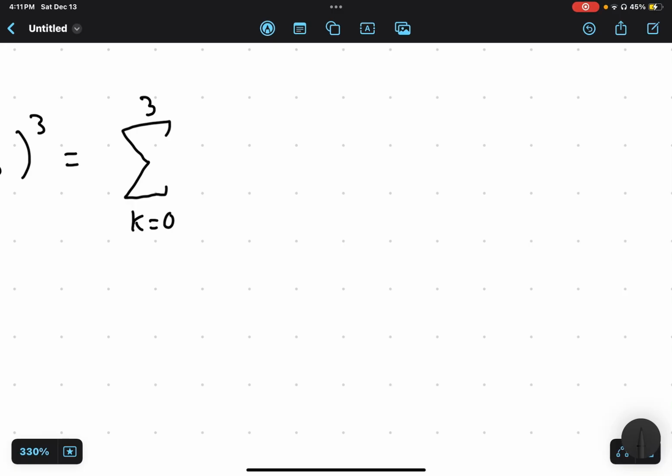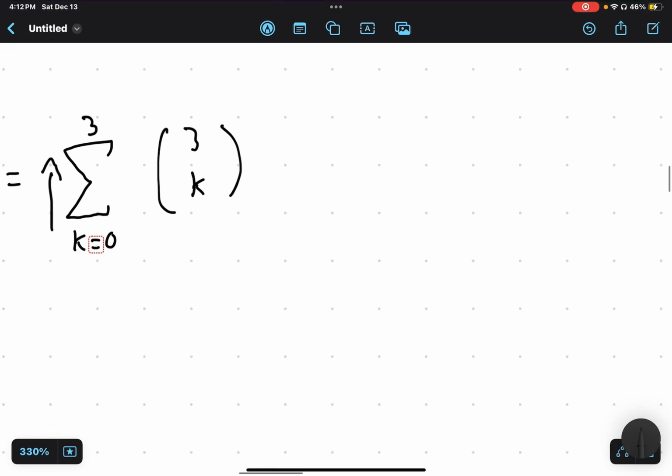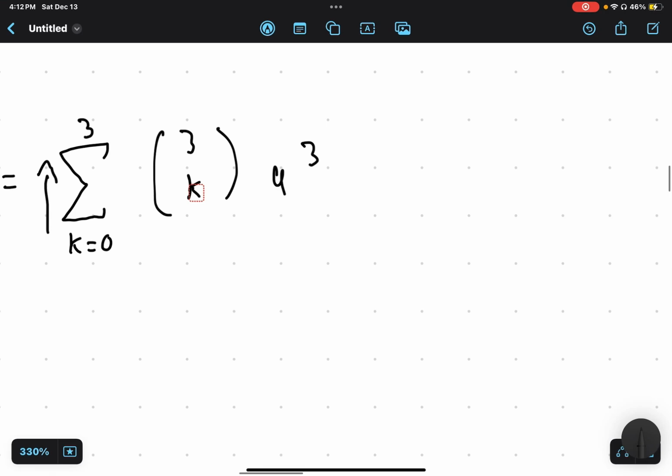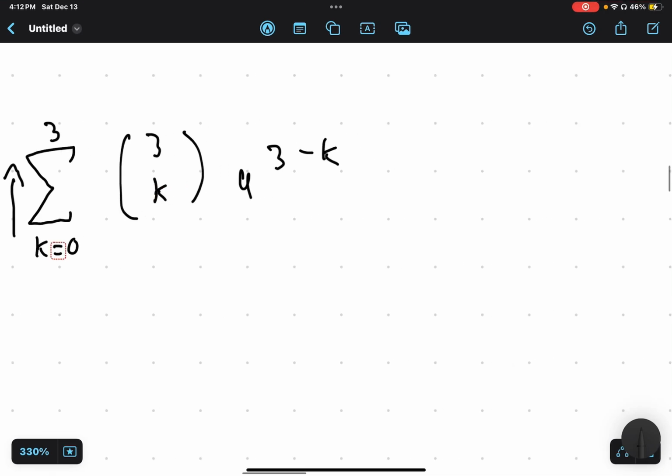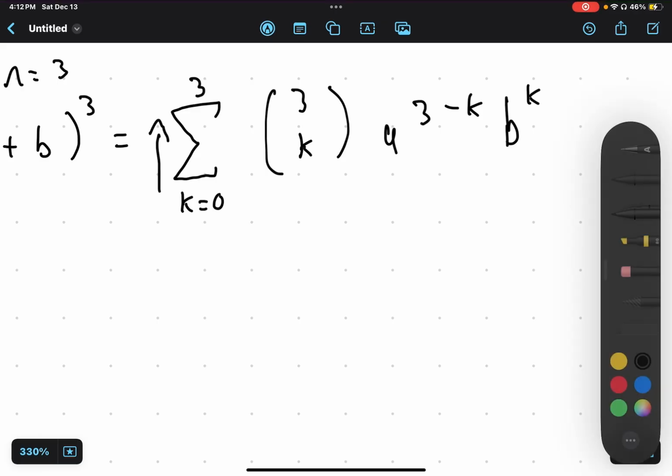But as I said, it's from 0 to 3. Now, we're going to do 3 choose k, because that is our n. Our n here equals 3. And then we're going to do a to the power of 3 minus k, from b to the power of k. Sorry about my handwriting today, guys. Okay, so this is what we're going to do.